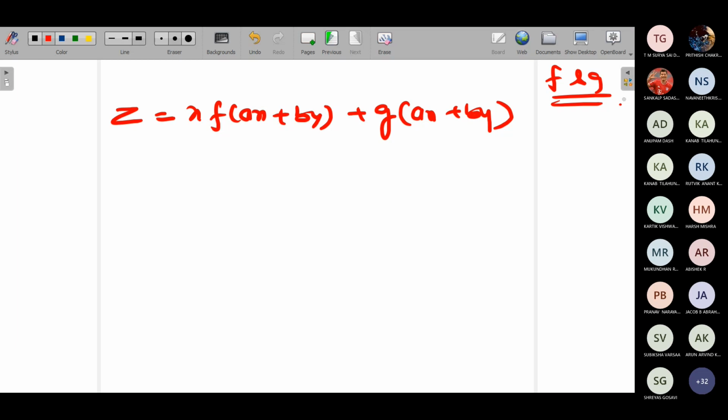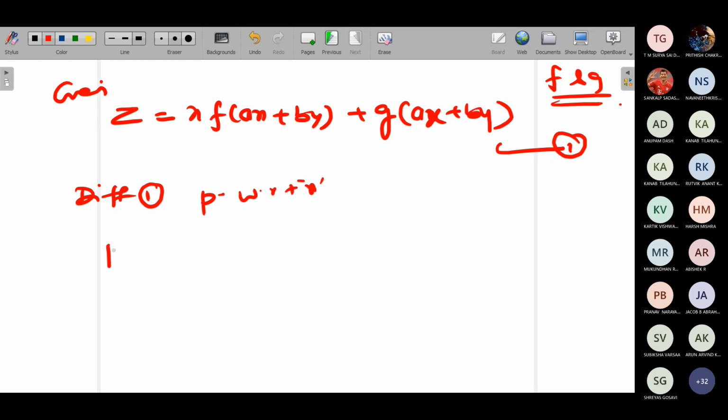So how is the function given? z = x f(ax + by) + g(ax + by). You can take down, this is your given equation. Take this as equation number 1. Similarly, differentiate 1 partially with respect to x. When you differentiate it, shall I write it directly now? So p will be equal to, you have to differentiate with respect to x.